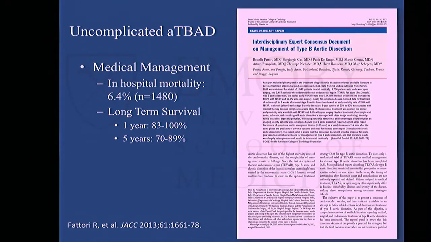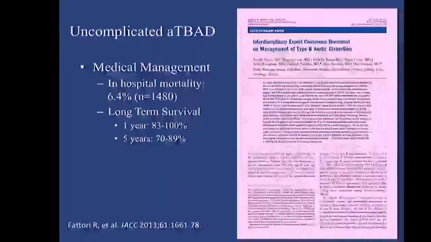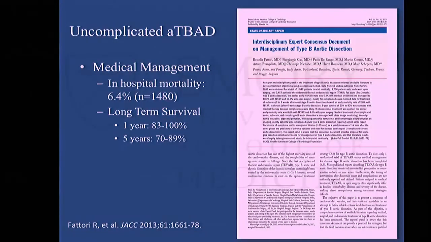Well, this is an interdisciplinary expert consensus document published in JACC in 2013. And it says medical management leads to an in-hospital mortality of 6%. That's pretty good for an uncomplicated B. Long-term survival gets a little worse, all right? We said that IRAD data was 24%. 1 in 4 are dead in 3 years, all comers with type Bs. That's old data. This is a little bit newer.